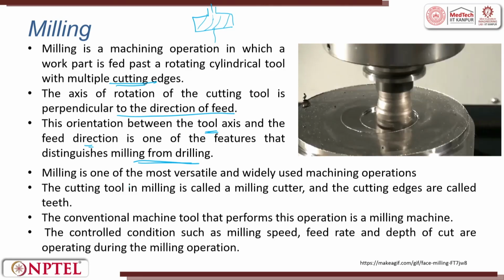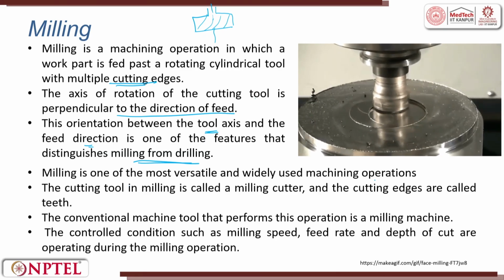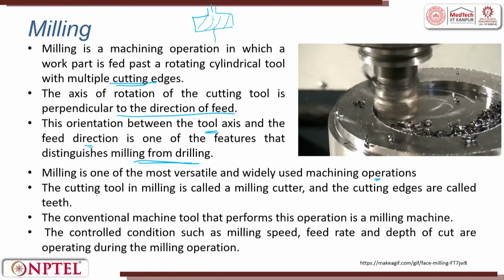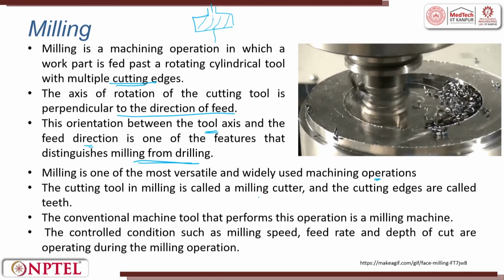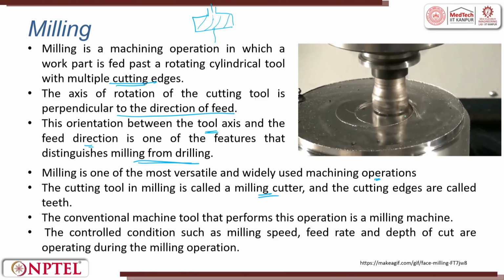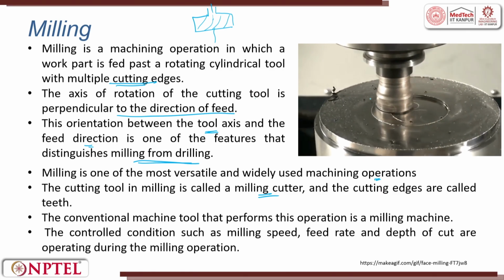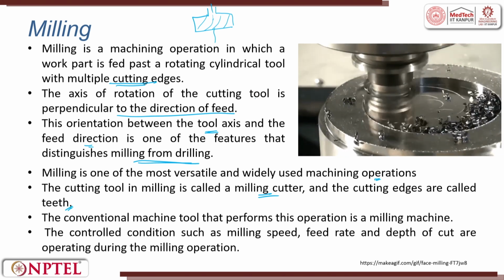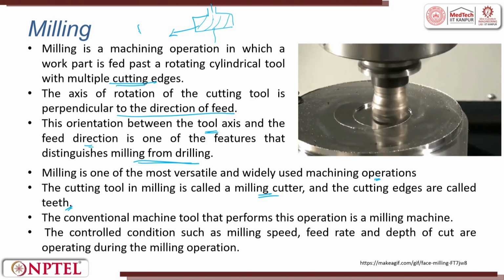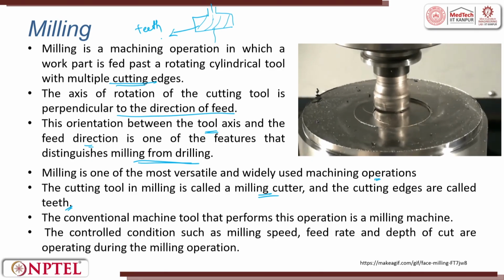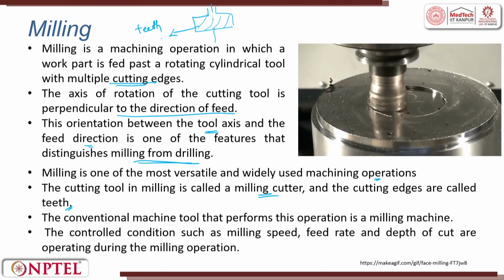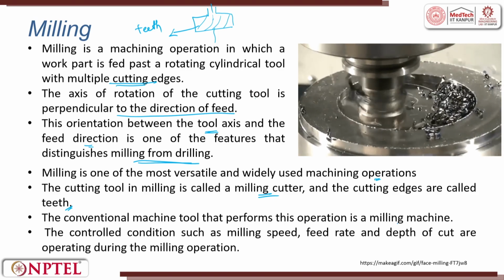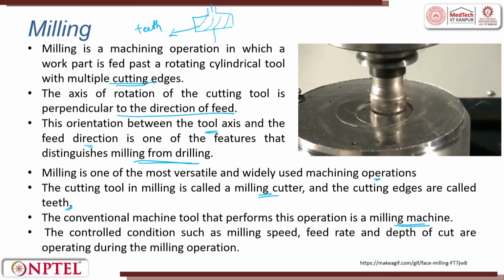Milling is one of the most versatile and widely used machining operations after the lathe machine. The cutting tool in the milling machine is called a milling cutter. So, this is called a cutter. Henceforth, the tool we will call a cutter, and the cutting edges are called the teeth. So, this one is a tooth. So, several teeth, and each tooth is a cutting edge. The conventional machine tool that performs this operation is called a milling machine.